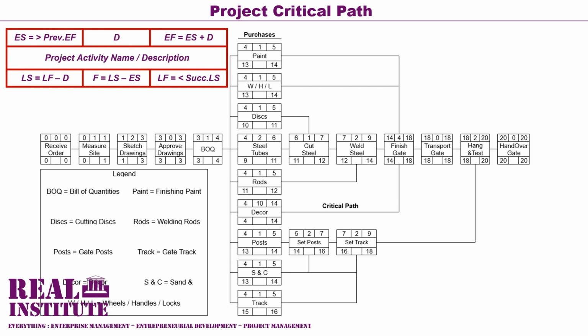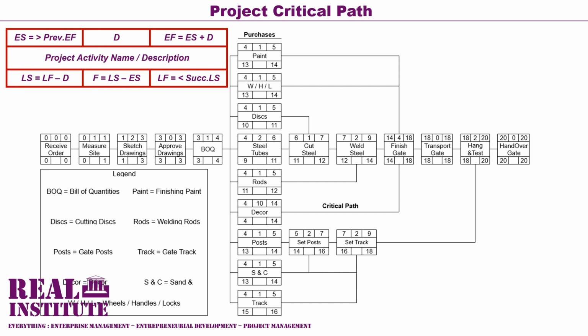And then its late start value is calculated by subtracting its duration value from its late finish value. Its late finish value is 14 and its duration value is 1. And therefore the value of its late start is 13 because 14 subtract 1 equals 13.